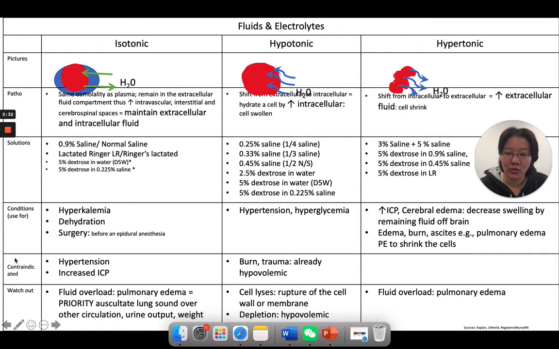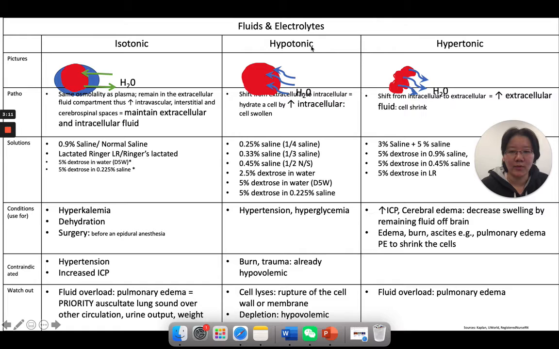Contraindications we need to know: they're not suitable for hypertension and for increased ICP. Watch out for fluid overload. And then I put the same management here. Let's say on the NCLEX RN, I give you a question: a patient on 0.9% saline IV infusion for the last 24 hours has started developing fluid overload symptoms. What's your priority?